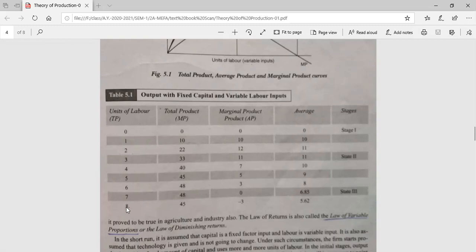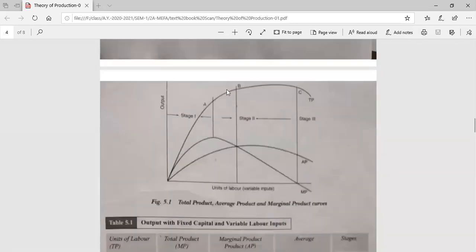Further you see here, what happened here. If the labor had become 8, the production has been reduced to 45. Why? I have increased my labor, automatically my output has to increase, but it is becoming negative right now. See here in the graph, this is stage 1 where there is an increase in the input, that is labor. There is a corresponding output increase in proportionate manner. You can see from A to B, it is diminishing increasing. It is increasing but diminishing. That means a very small amount is increasing.